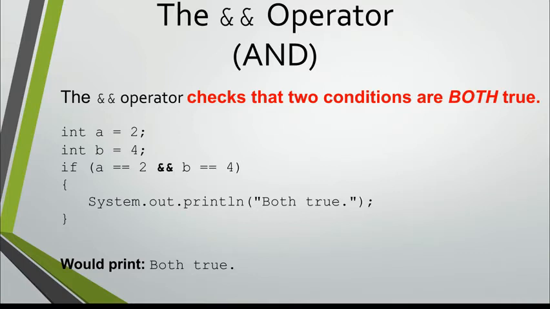The AND operator, which is made of two ampersands, checks to see if the two conditions are true. So we have int a equals 2 and int b equals 4. If a is equal to 2, which is true, and b is equal to 4, which is true, it prints both are true.